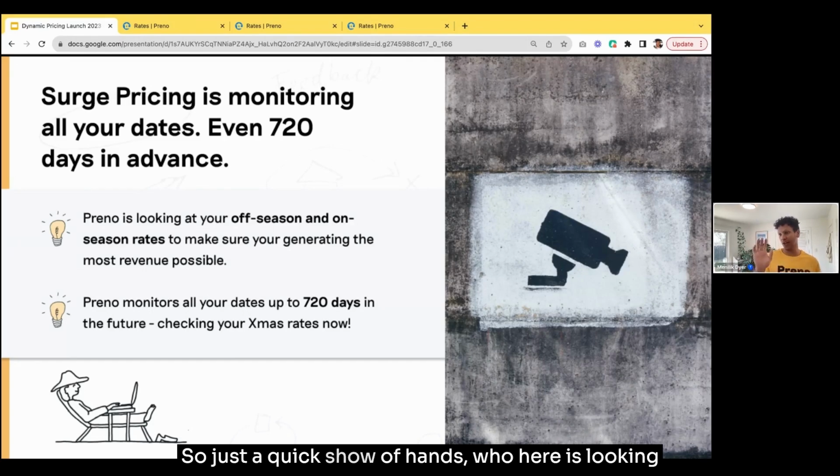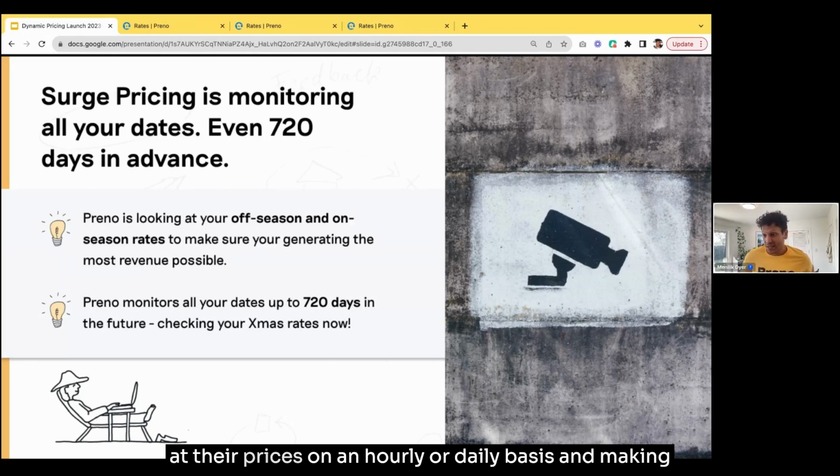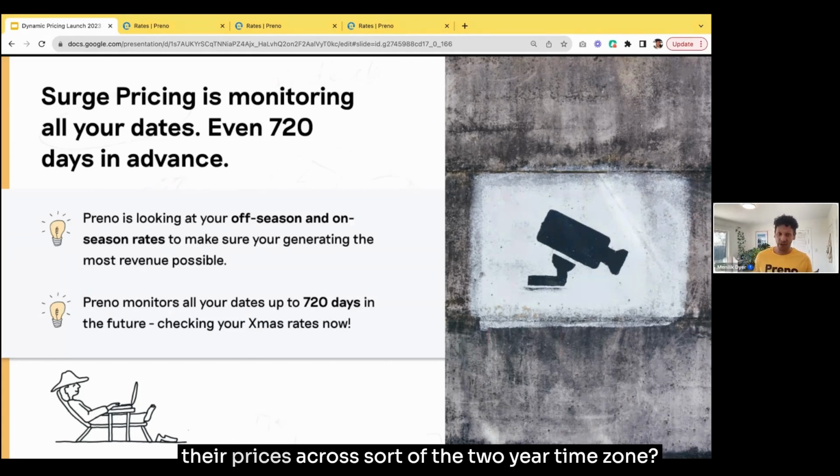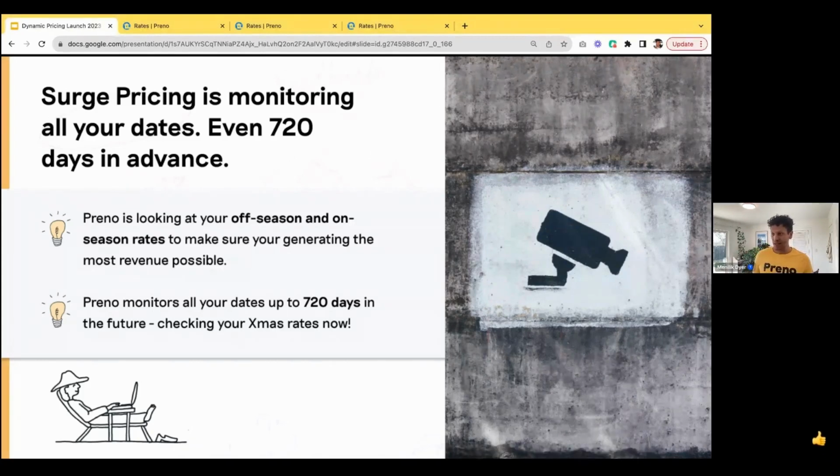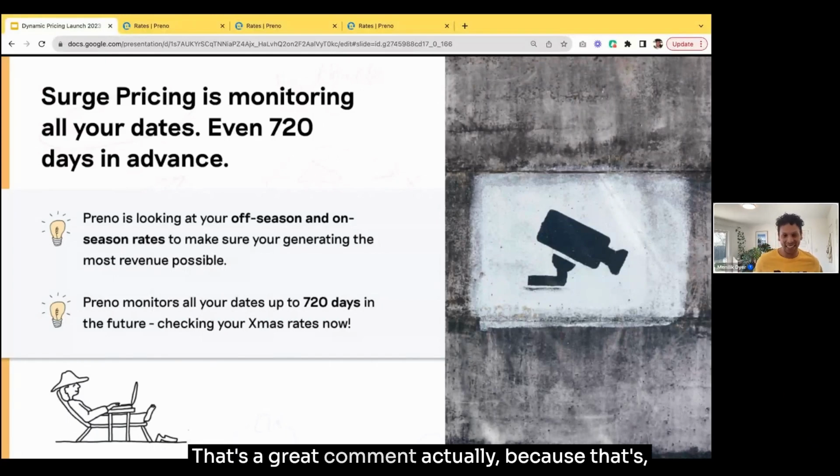So just a quick show of hands, who here is looking at their prices on an hourly or daily basis and making adjustments? And who has been looking at all of their prices across the 2-year time period? No time. That's a great comment, actually, because that's exactly what we're trying to solve here. We're trying to do it for you automatically.